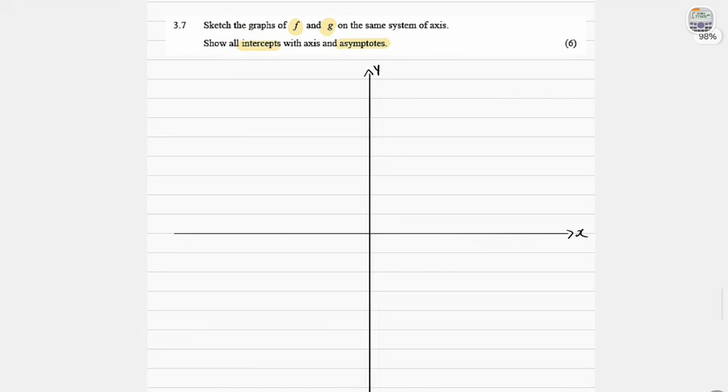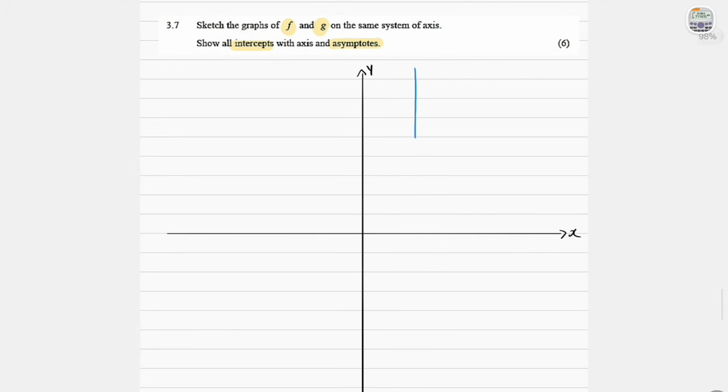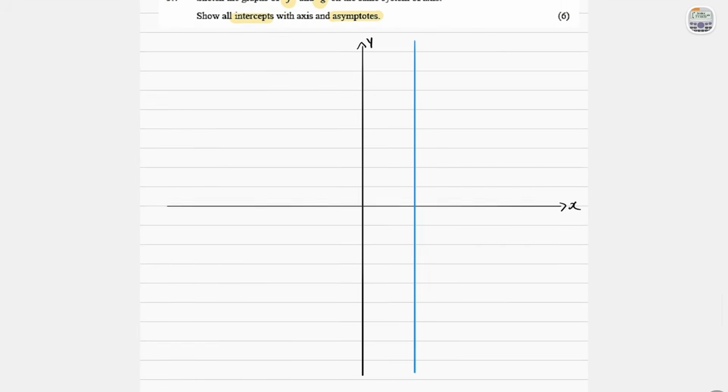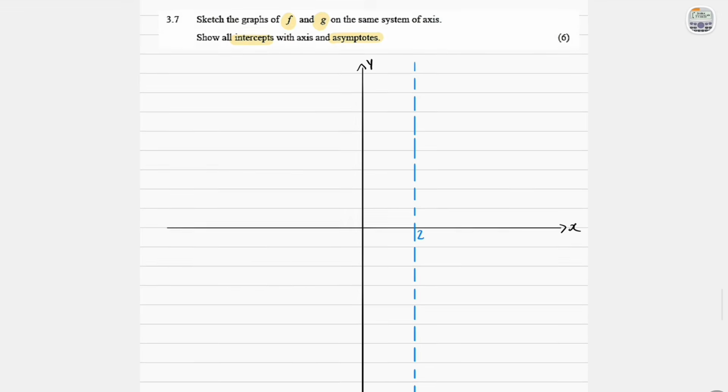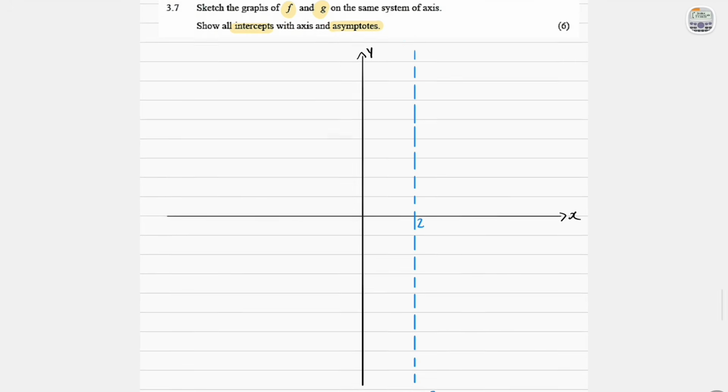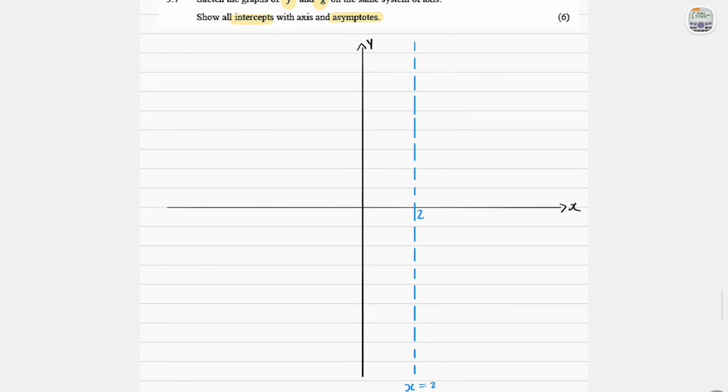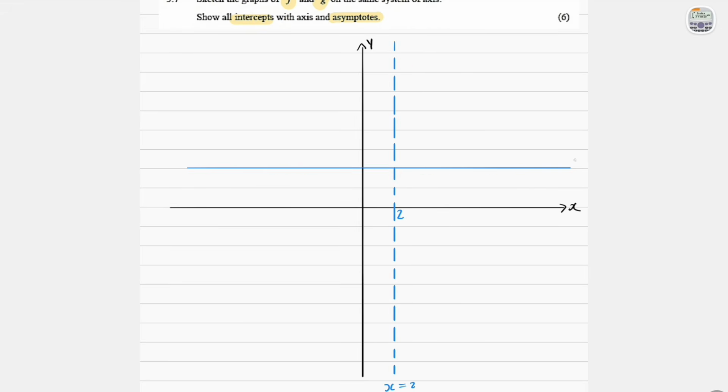X is equal to 2 as the vertical asymptote. I'll just put that here. And make sure you put down x is equal to 2, or at least show that it passes 2 on the x-axis. And then y is equal to 4. I'm not really going to draw them according to scale. So let me just move this to the left. Okay, so y equals 4. I'll just put that here. So that is y is equal to 4 and it passes 4 on the y-axis.